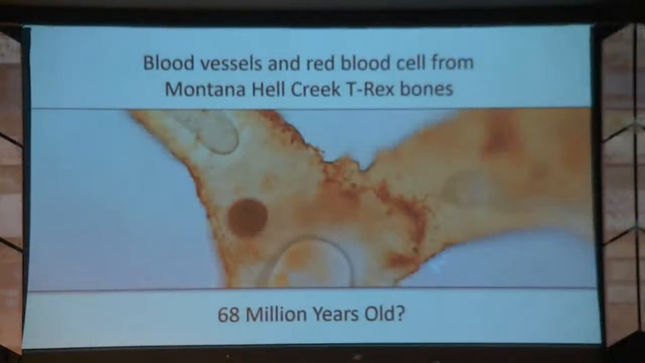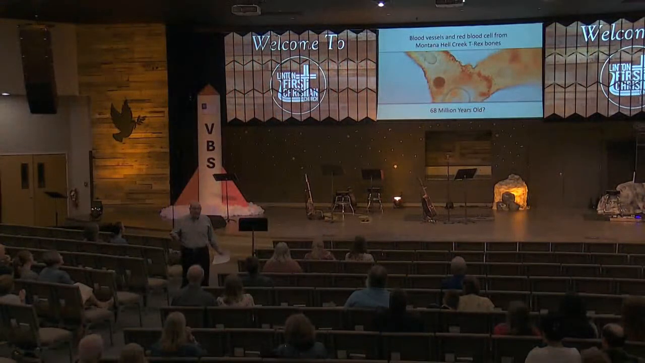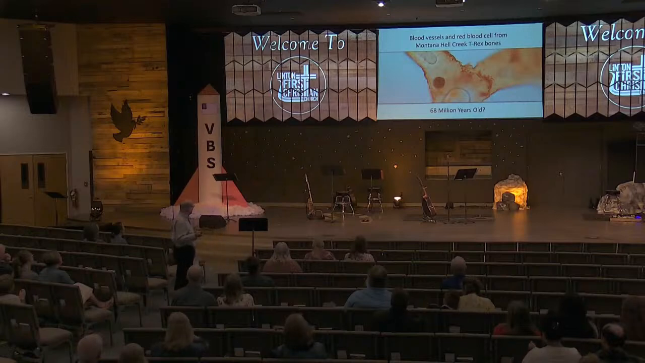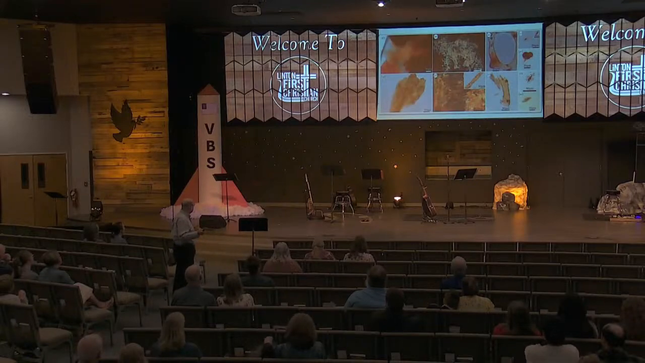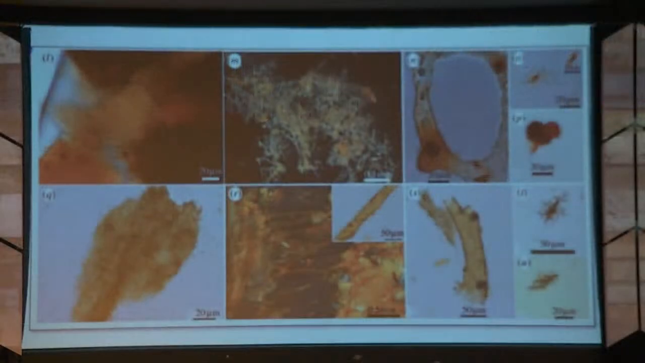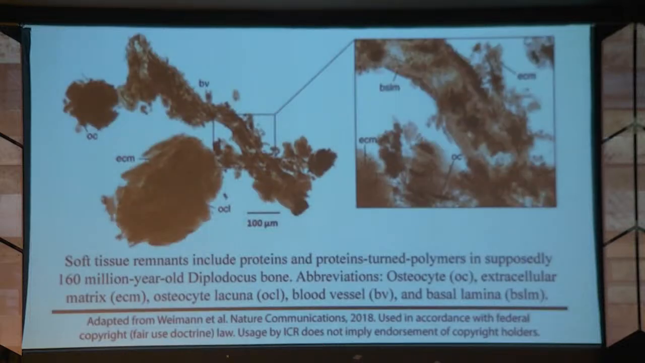This is one supposed to be 68 million years old, and you can even see blood vessels and a red blood cell right there. It's incredible. Honestly, even assuming these are 4,500 years old from the flood, it's pretty incredible that they would still be there. But no way could they be 65 million or more. Here are some more pictures of some of the stuff they're getting out of these bones now that they're actually looking for it. All kinds of cool stuff.